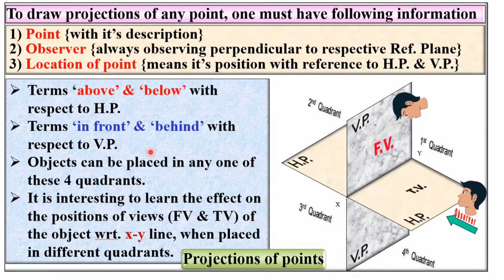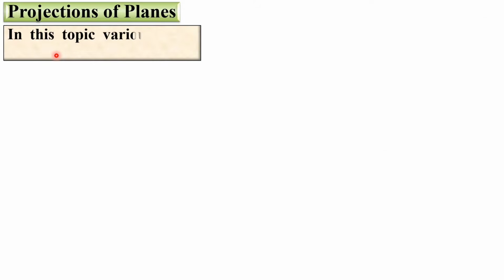So let's see. We have seen this slide in the projection of points chapter, and this is actually the chapter of projection of plane. So only in case of projection of point, the object is actually a point, whereas in case of projection of plane, the object is actually a plane. That is the only difference.